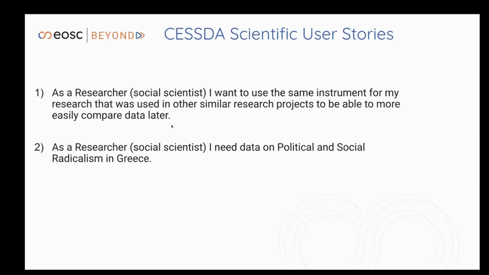And then we have one which is to demonstrate how researchers from other nodes can find studies covering, in this case, political and social radicalism in Greece. They come then to the CESSDA data catalog, jump off to the ECE catalog, which is the Greek CESSDA service provider, and they can use single sign-on to apply for access to protected data sets and download them and use them.